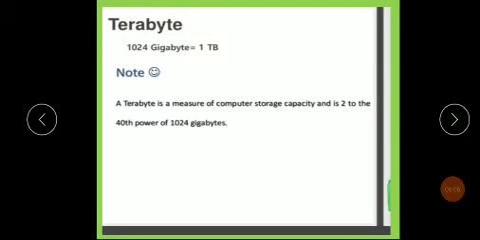Next is the terabyte. 1024 gigabytes equal 1 TB, in short form TB. A terabyte is also a measure of computer storage capacity; at present 1 terabyte is available in all types of computer memory. It is 2 to the power 40, and you find 1024 gigabytes, so 1024 gigabytes equal 1 terabyte.